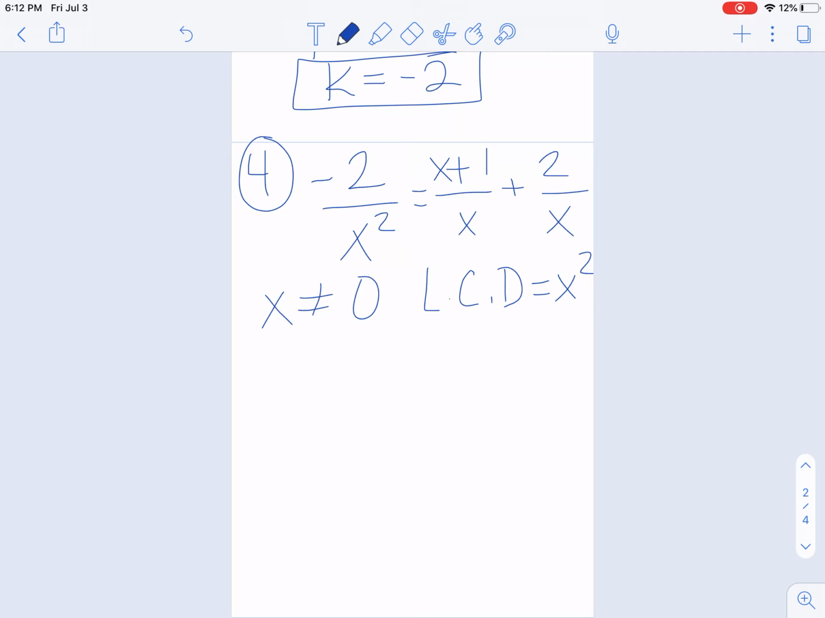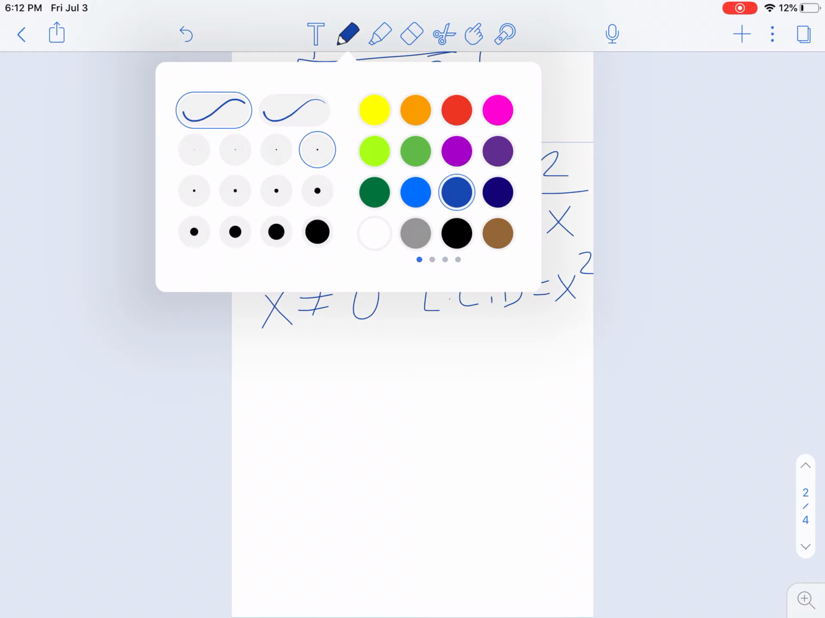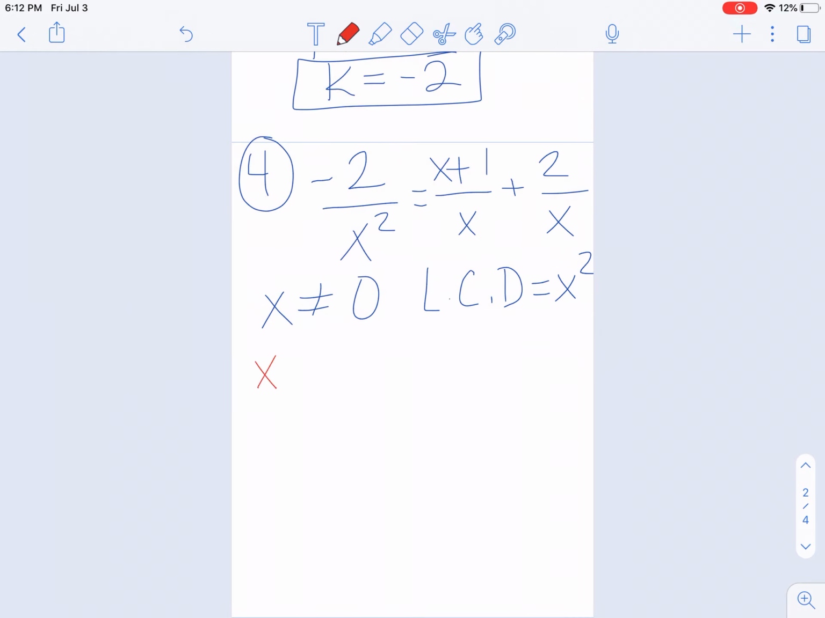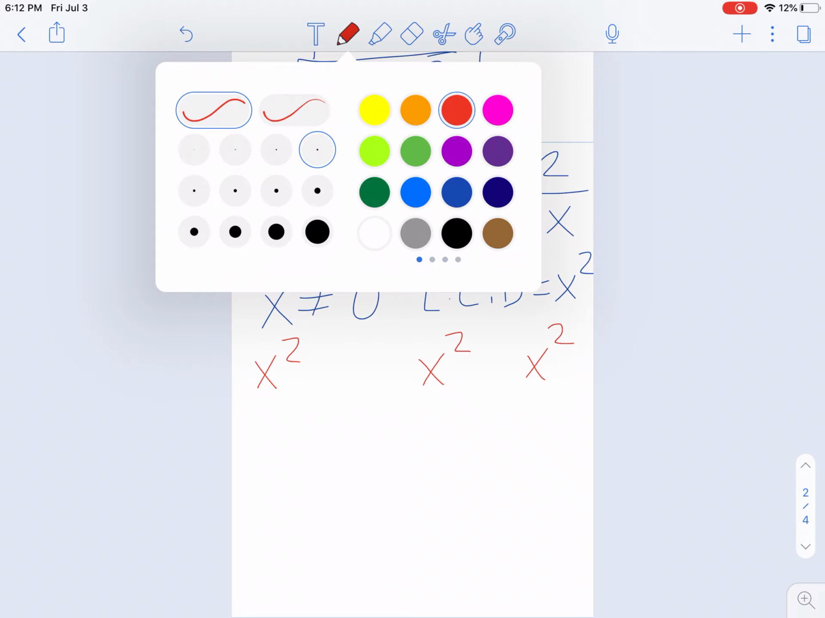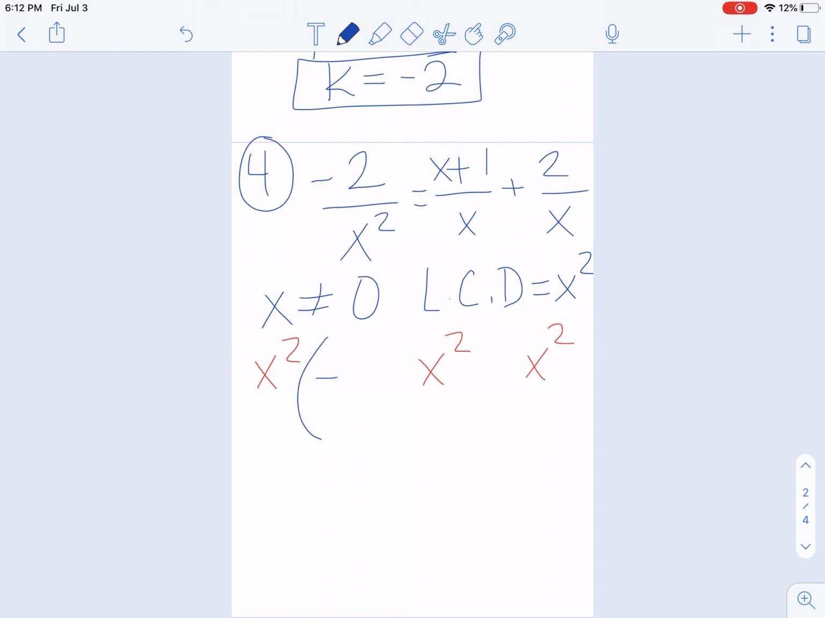So I'm going to do a little bit of a different approach here. I'm going to multiply everything through by x squared, the common denominator. So I'll do that in a different color. I'm going to multiply the first one by x squared, the second, and the third, all three of those fractions by x squared. So I've got x squared times negative 2 over x squared equals x squared times x plus 1 over x plus x squared times 2 over x.